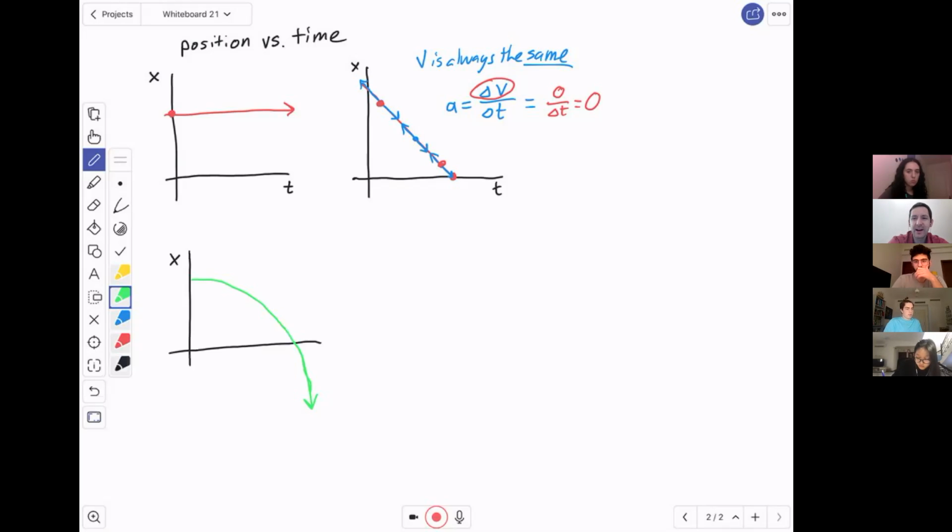All right, Sarah, what do you say? So the position is decreasing as the time increases. And I don't know if this is the correct term, but the position is gradually decreasing as the time increases. And it's not at a constant rate, seeing as it's a curved line, and it's probably like a quadratic function.